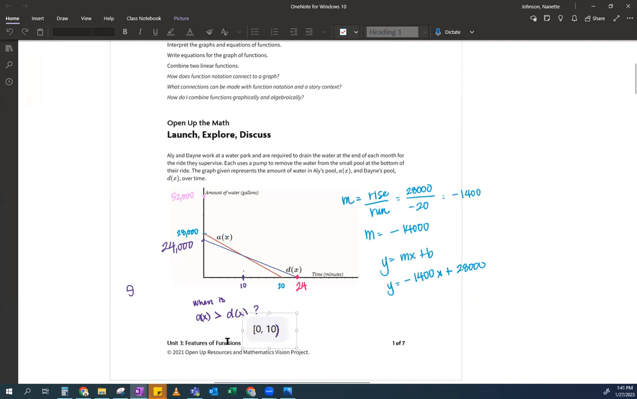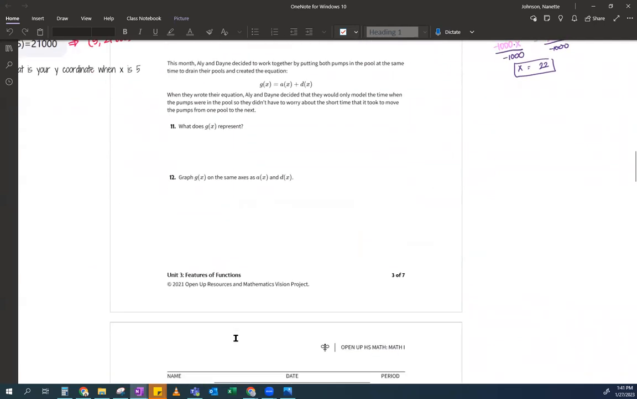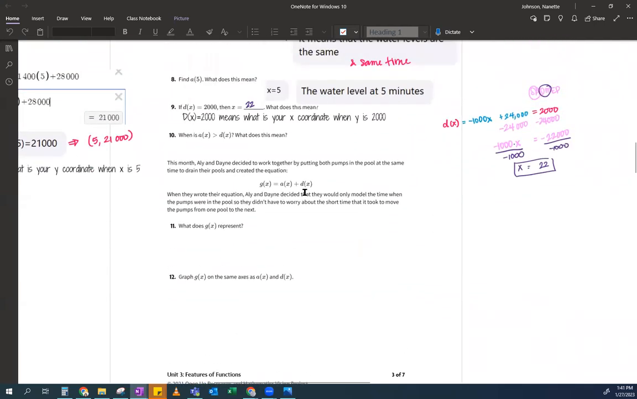Okay, so if I actually just write out A of X plus D of X, it would just be me adding those two equations together. When they wrote their equation, Allie and Dane decided that they would only model time when the pumps were in the pool, so they didn't have to worry about the short time that it took to move the pumps from one pool to the next. What does G of X represent? G of X represents both pumps working together on both pools. So A of X before represented Allie's pump working on Allie's pool. D of X represented Dane's pump working on Dane's pool.